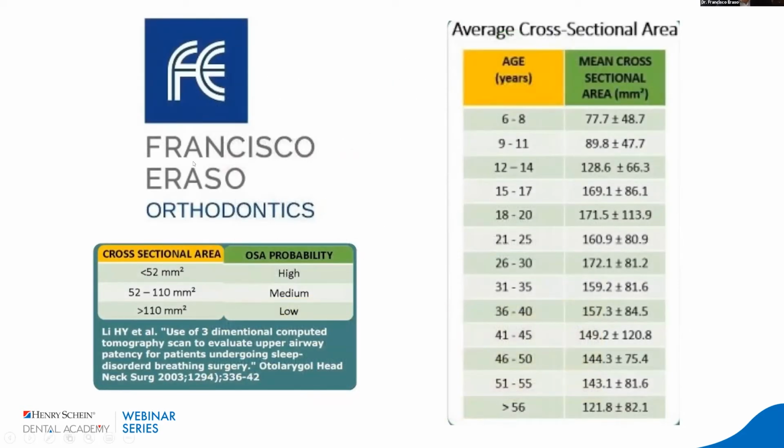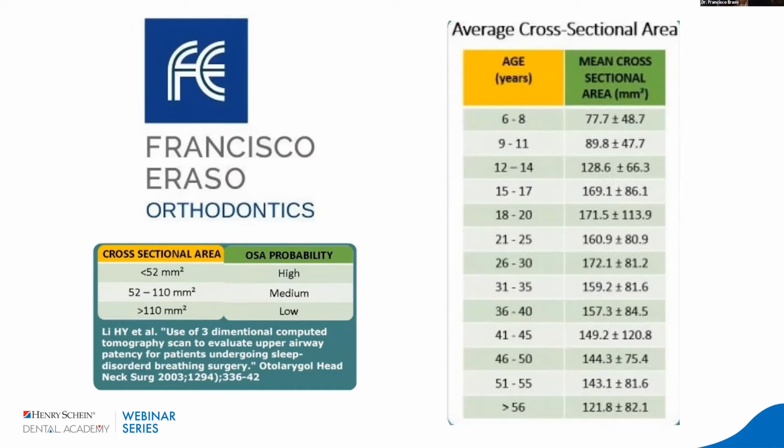I use these values for the airway spaces, okay? When the minimal cross-sectional area is less than 52 millimeters squared, there is a high probability of obstructive sleep apnea. When it's between 52 and 100, it's an intermediate or medium OSA probability. And when it's more than 110 to 150, it's low probability of OSA.